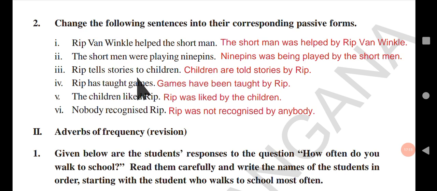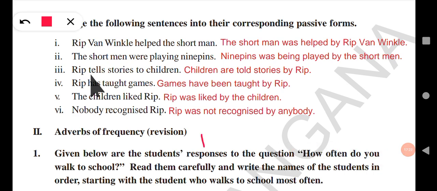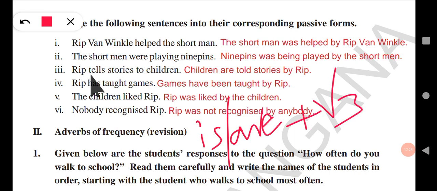When you change the verb form in this sentence, this is tells, that is V1. When you change V1 into passive form, you will get is or are plus V3. Okay, so look at this now. Children are told stories by Rip. Or you can also say, stories are told to children by Rip. Either of the sentences is correct.